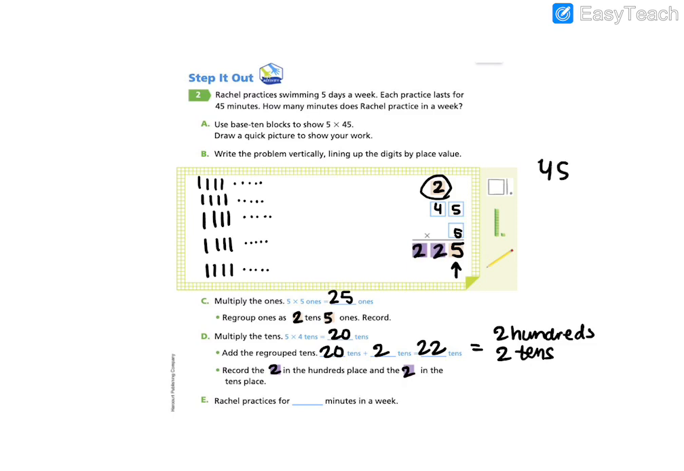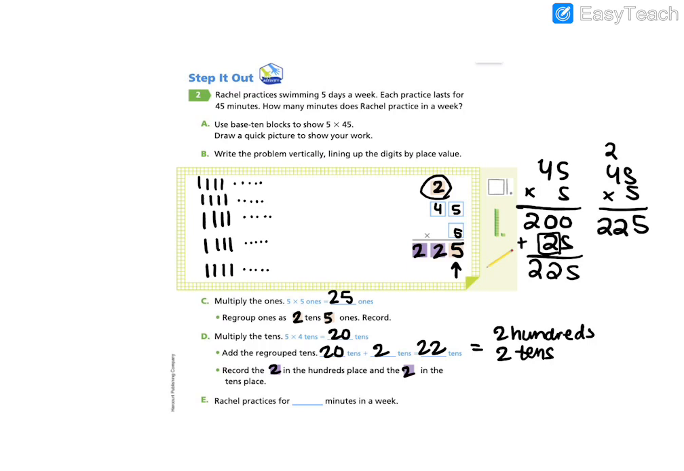Okay, another way to look at that is how we did it using partial products, right? We had our 200 and our 25. The difference is we're starting in the ones column. Instead of placing our 2 tens in our partial product, it gets placed above the tens here so that we can add it when we multiply our tens and get 22 tens. So how long does Rachel practice in a week? She practices for 225 minutes.